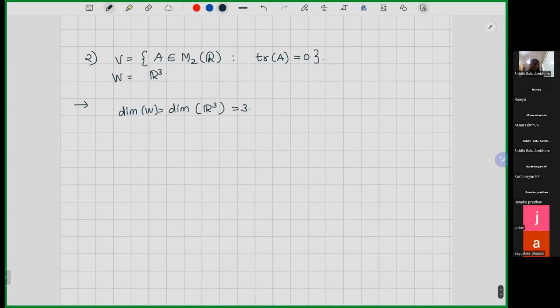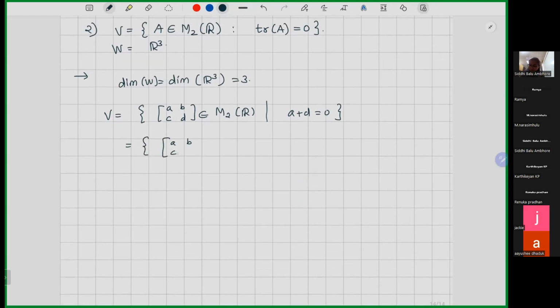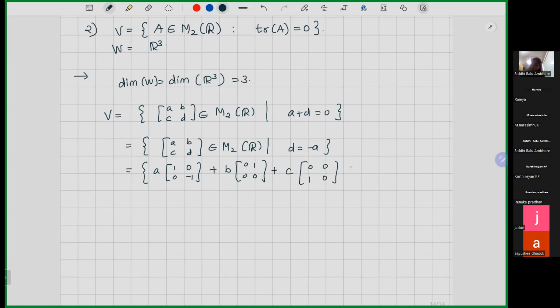Now we want to check what is the dimension of V. So what is V? Let me write explicitly. If the matrix with entries A, B, C, D is in M2R, then when I say trace A is 0, it means A plus D is 0, right? I want A plus D to be 0. And what does this mean? That the matrices with entries A, B, C, D belong to M2R such that D is minus A. So if I substitute this, I get A times the matrix 1 0 0 minus 1, plus B times 0 1 0 0, plus C times 0 0 1 0, such that A, B, C in R.